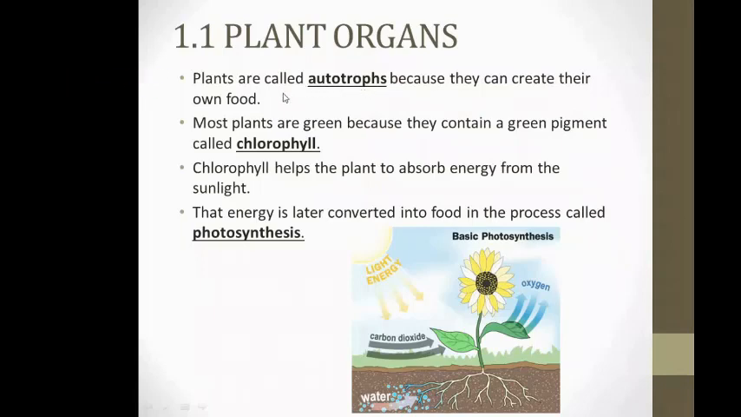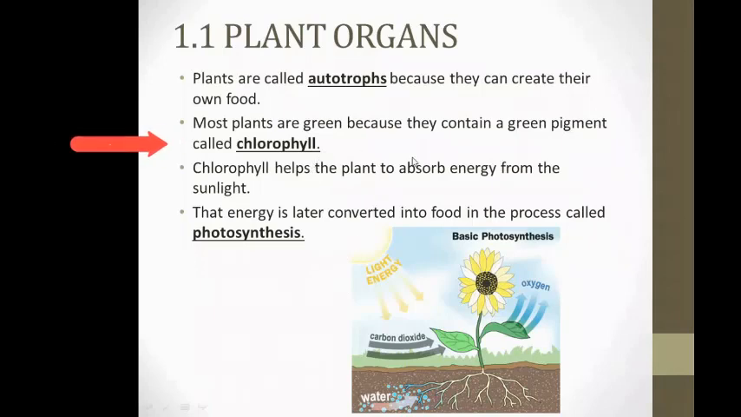So autotrophs are the organisms that are capable of producing their own food, and it is a well-known fact that in the whole universe plants are the only organisms that can produce their own food. We all have seen that plants are green, especially their leaves. That is because they contain a green pigment or color that is called chlorophyll.